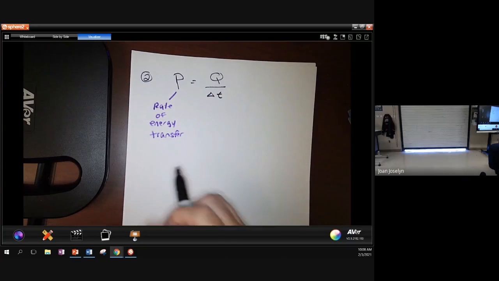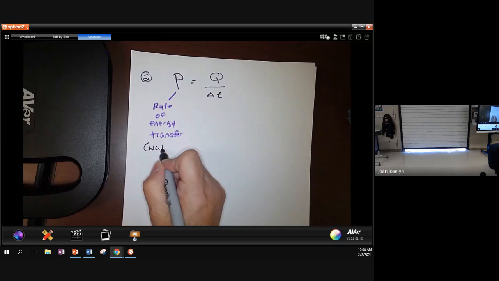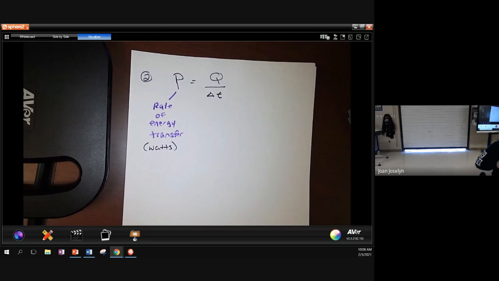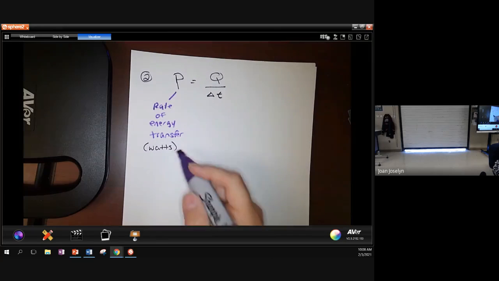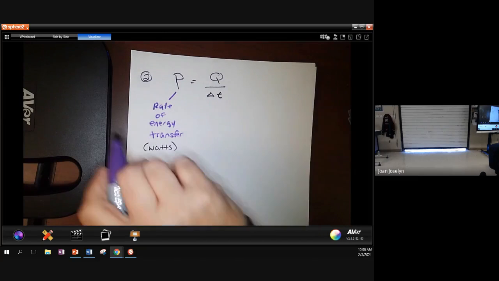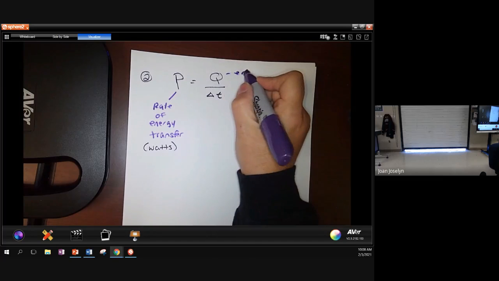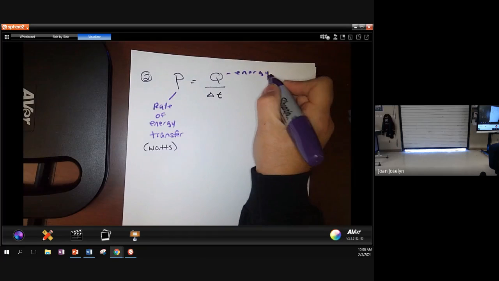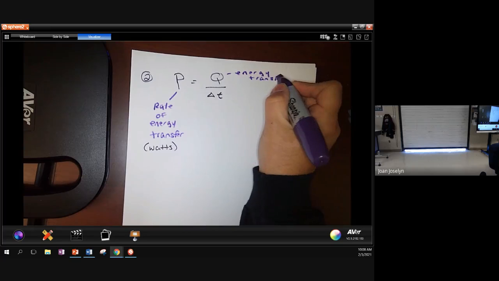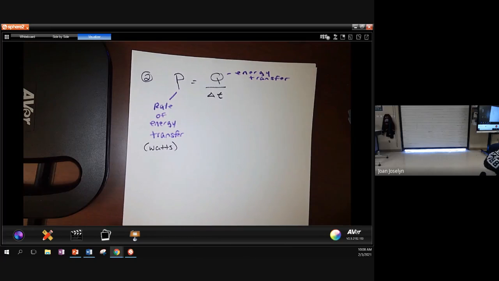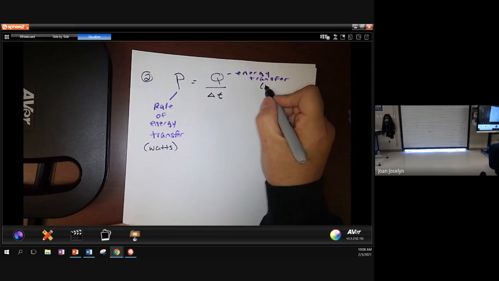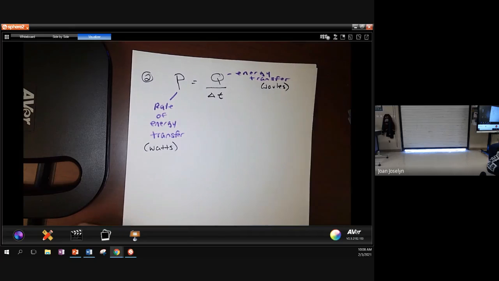And that's in the unit of watts, because Mr. Watts won the electric race. Watts. So that's how fast the energy gets transferred. And Q is the actual energy transfer, which we know from the first equation. Just don't let the words trip you up. Energy transfer, you see it twice. One is the rate, one is the energy transfer.